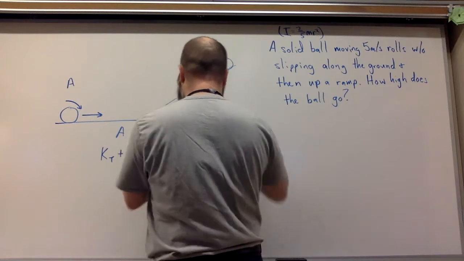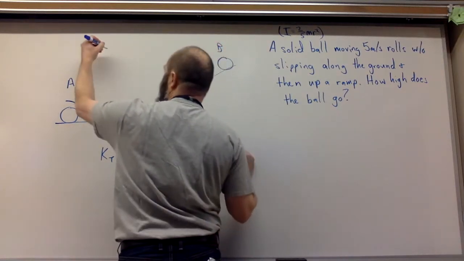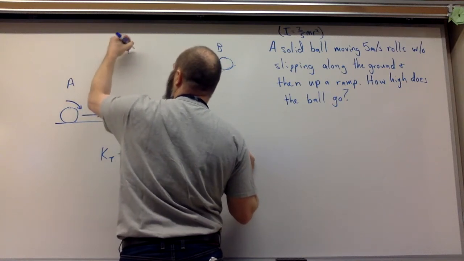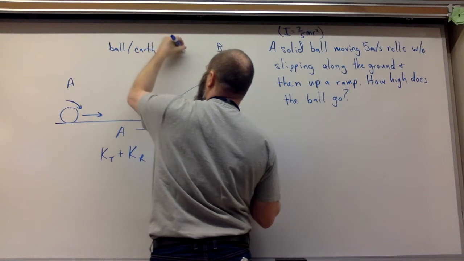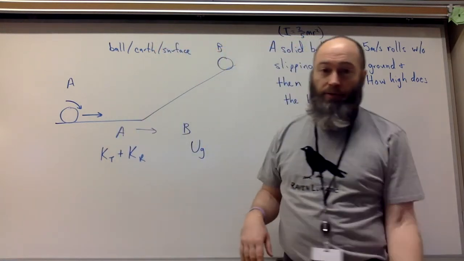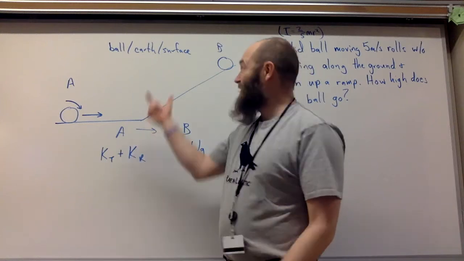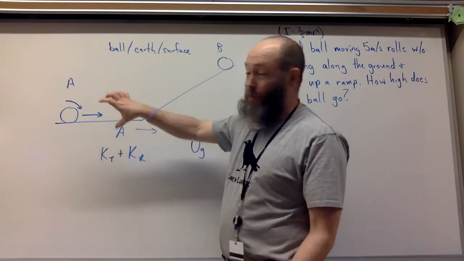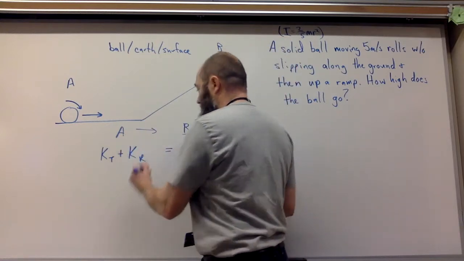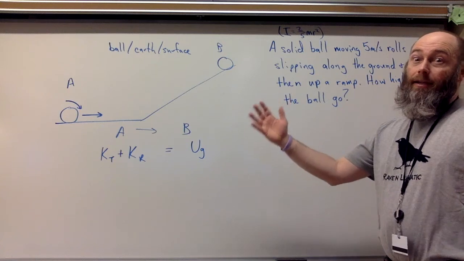And then over here, I would have UG. Now, my system would have to be the ball and the earth and the surface. Okay? So nothing is going to be leaving my system. In fact, even though the surface and friction is part of my system, remember we talked about before, if it rolls without slipping, there's very little heat that's produced. So equals. Everybody good? That's the hard part.